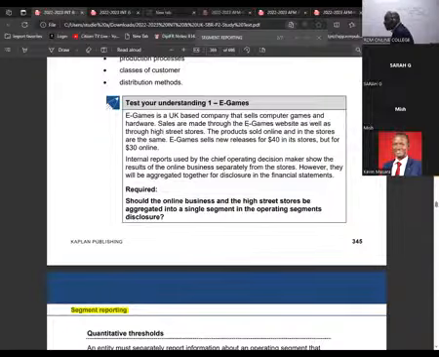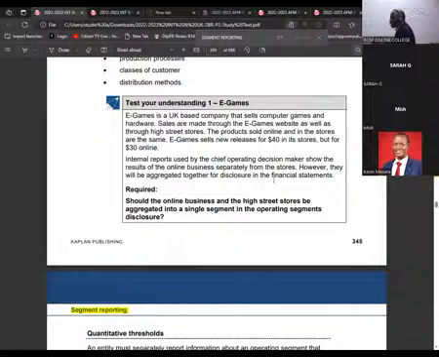Sales are made through the eGames website, as well as through high street stores. The products sold online and in the stores are the same. eGames sells new releases for $40 in its stores, but for online, it's a bit cheaper. Internal reports used by the chief operating decision maker show the results of the online business separately from the stores.